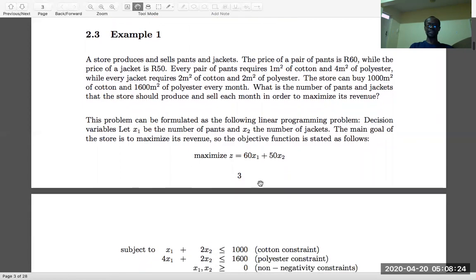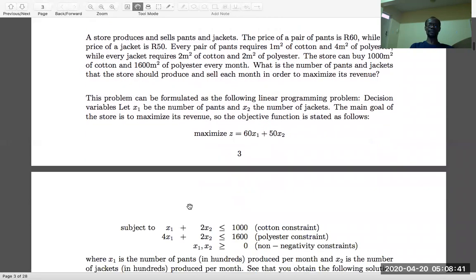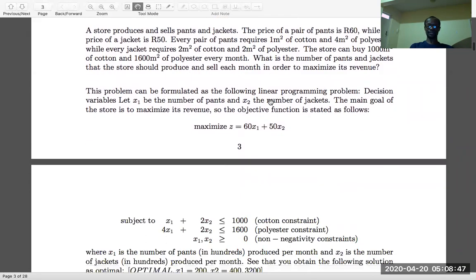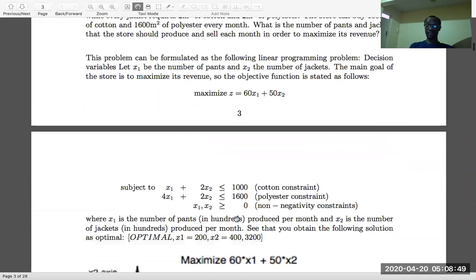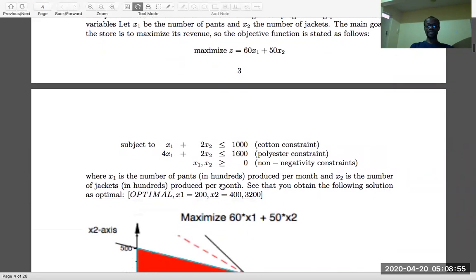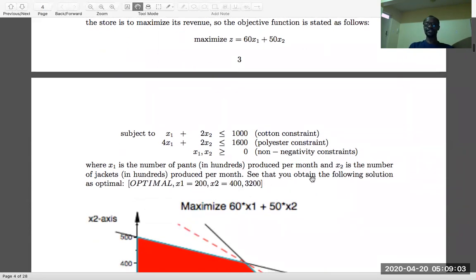Similarly, you sum another one for polyester. Remember that pants require 4 meters of polyester, while a jacket requires 2 meters. So this is going to be 4x1 plus 2x2 to get 1,600. And then you have your non-negativity constraint, where x1 is the number of pants in hundreds produced per month, and x2 is the number of jackets in hundreds produced per month. You obtain the following solution.